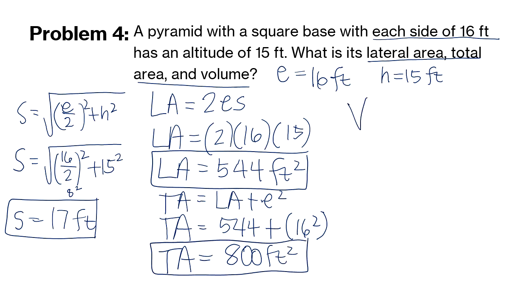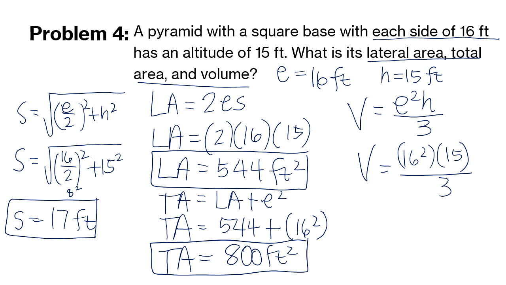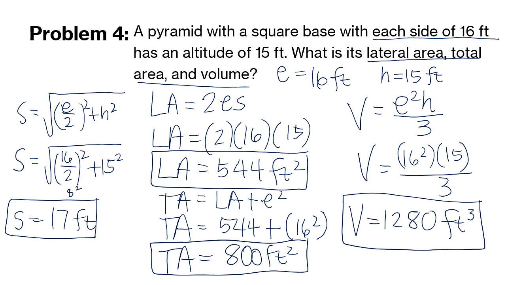And finally, for volume, we have the square of the edge times the height divided by 3. That is 16 squared times 15 divided by 3. We get 1,280 feet cubed or cubic feet. So, for problem number 4, slant height is 17 feet, lateral area is 544 feet squared, total area is 800 feet squared, and for volume we get 1,280 cubic feet.